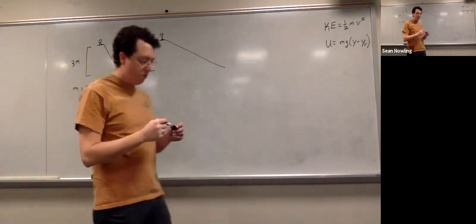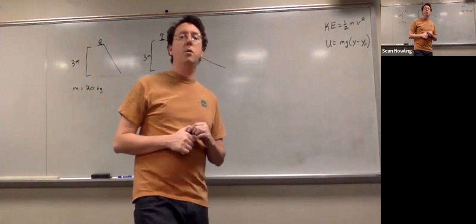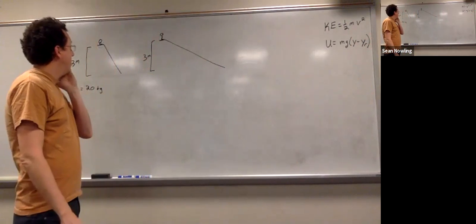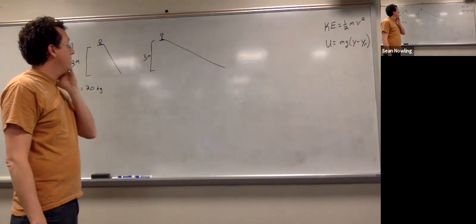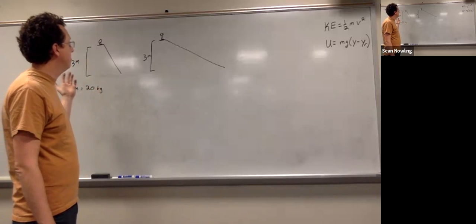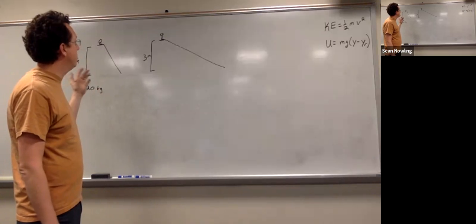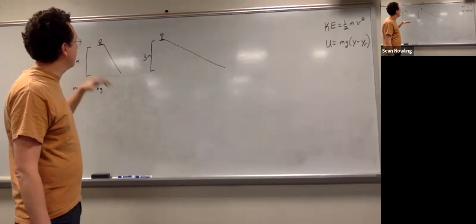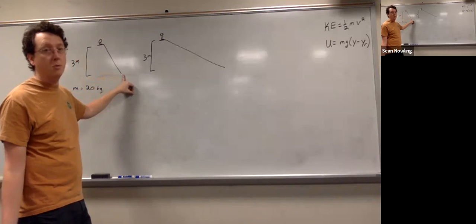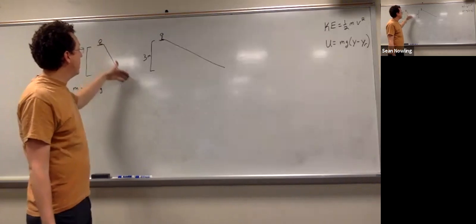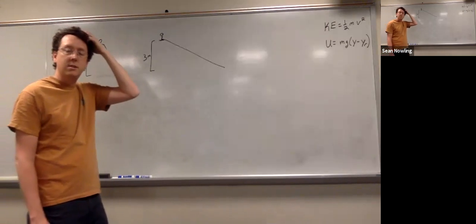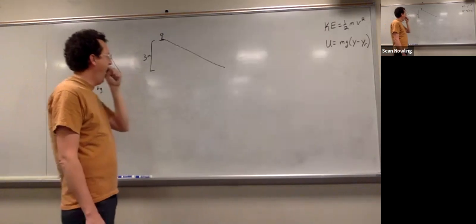Now you can choose the reference height however you want. So let's just do it the easy way. Choose the reference height so that the potential energy is 0 at the bottom. That's the smart way to do it. When the height is 0, we'll say that the energy is 0, so therefore the reference height is 0.